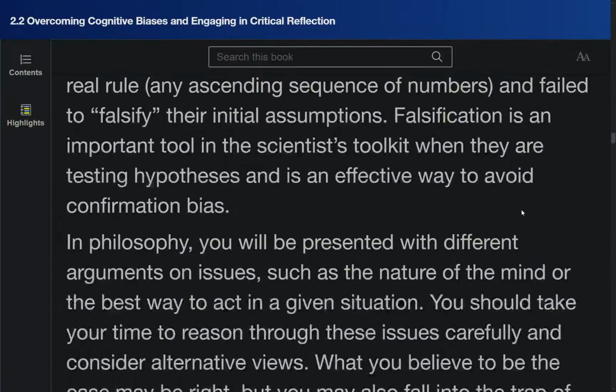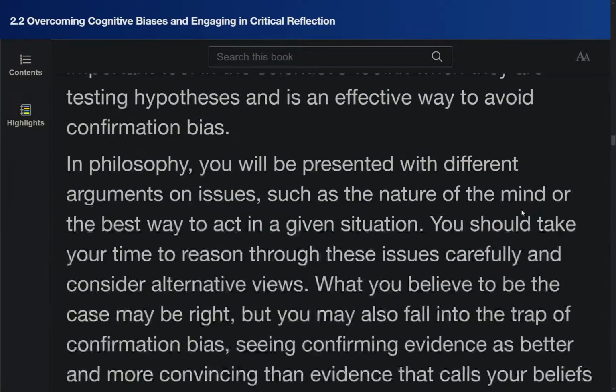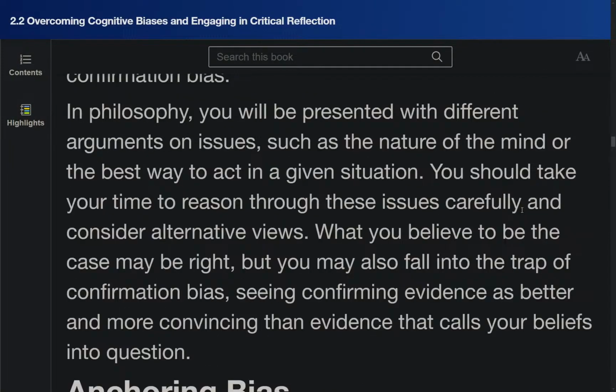In philosophy, you will be presented with different arguments on issues such as the nature of the mind or the best way to act in a given situation. You should take your time to reason through these issues carefully and consider alternative views. What you believe to be the case may be right, but you may also fall into the trap of confirmation bias, seeing confirming evidence as better and more convincing than evidence that calls your beliefs into question.